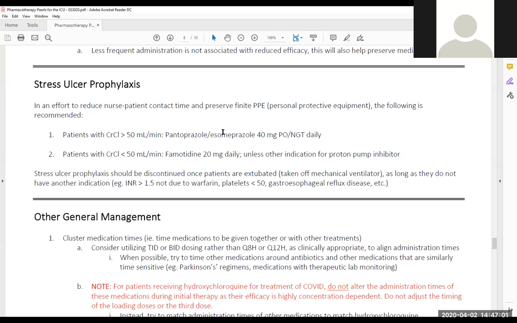So once daily pantoprazole, if your creatinine clearance is adequate. Esomeprazole can be given through a nasogastric tube, which is very helpful. And then we have our H2RAs, which are renally dose adjusted. So for example, if your creatinine clearance falls below 50, you'd be using famotidine 20 milligrams daily versus the twice daily.